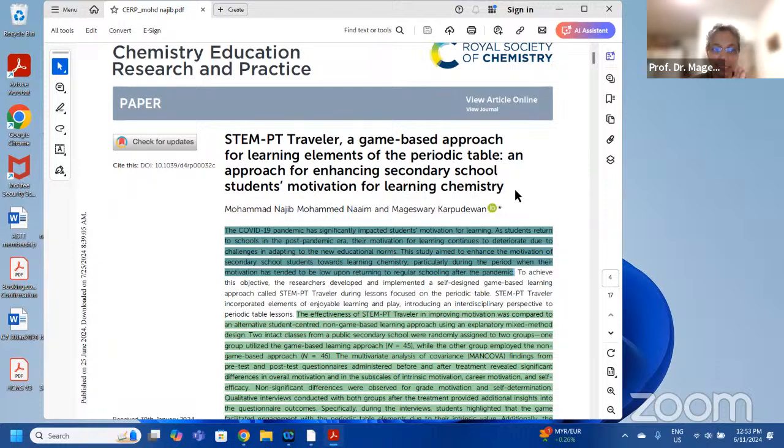Now, these are the things you have to remember. If these are the things that you're going to write, how are you going to start the writing? Are you going to start from the game? Are you going to start from the periodic table? Are you going to start from motivation? You can start anywhere. You can start from STEM, from motivation, from the periodic table.